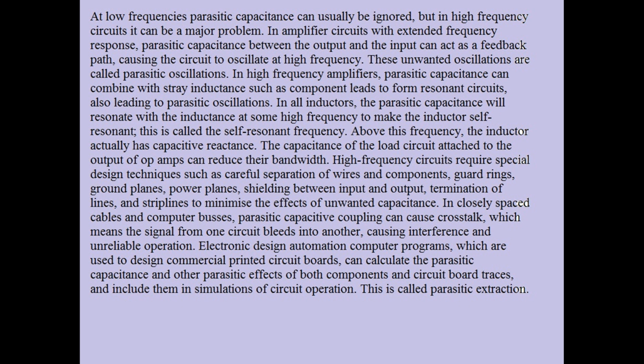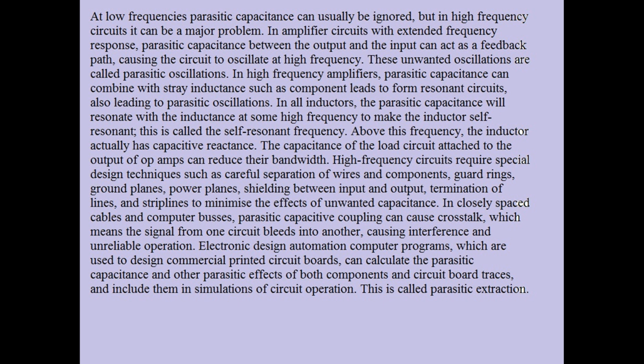In high-frequency amplifiers, parasitic capacitance can combine with stray inductance such as component leads to form resonant circuits, also leading to parasitic oscillations. In all inductors, the parasitic capacitance will resonate with the inductance at some high frequency to make the inductor self-resonant. This is called the self-resonant frequency. Above this frequency, the inductor actually has capacitive reactance. The capacitance of the load circuit attached to the output of op-amps can reduce their bandwidth.